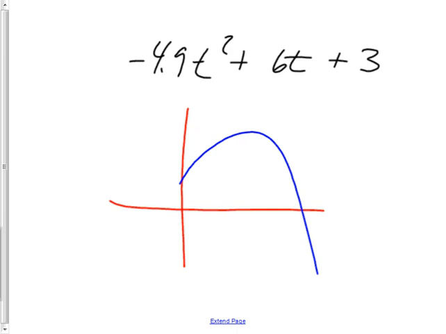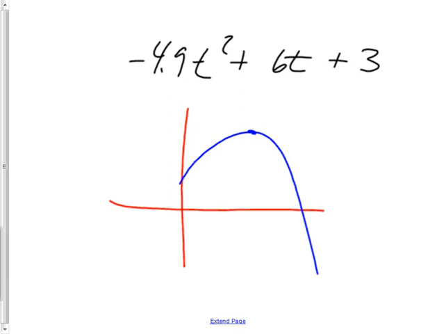If they ask me for what's the highest the ball ever went, what are they really asking me for? The maximum or the vertex. But since our calculator doesn't have an option for vertex, it does have an option for maximum, I would go second, calculate the maximum.